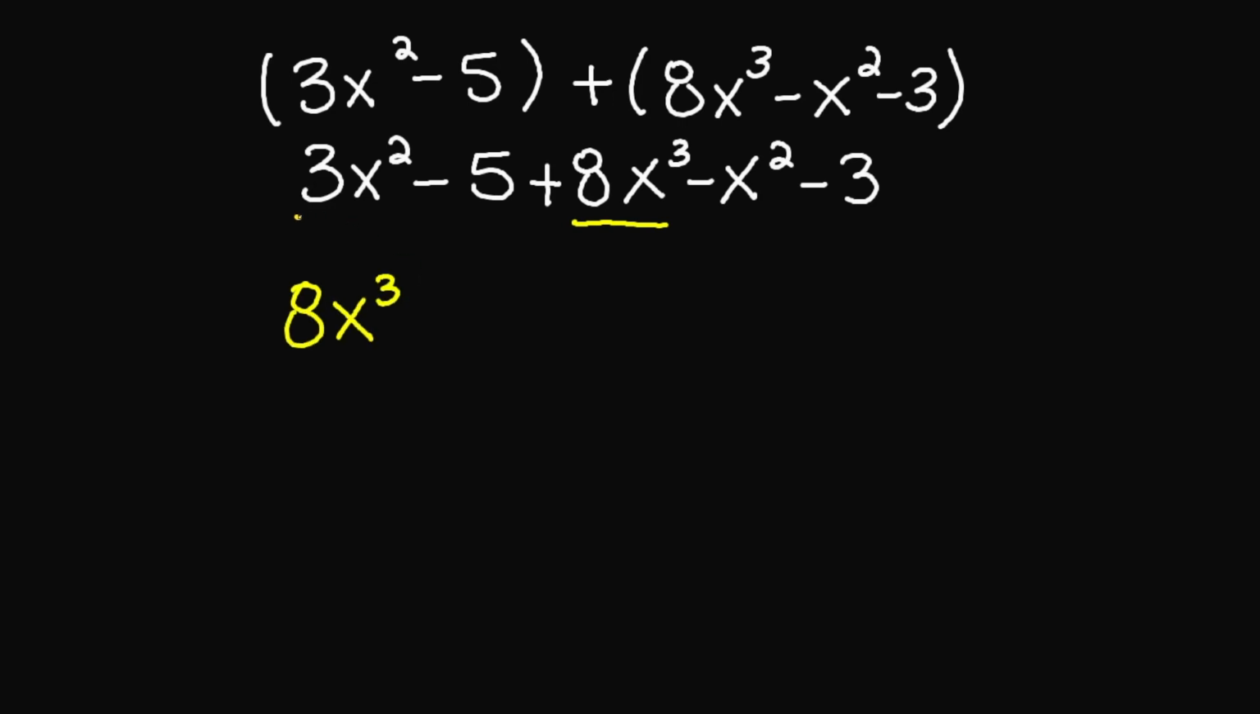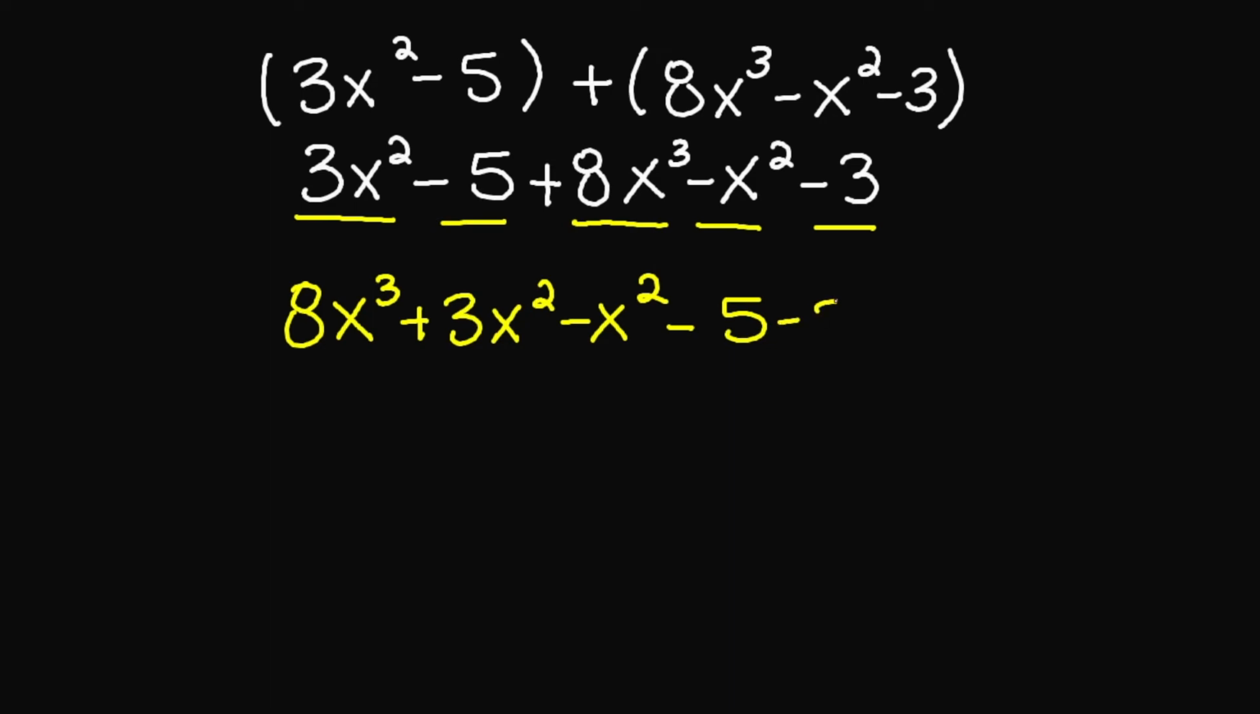Next, we have 3x squared and negative x squared. So I'm going to write plus 3x squared minus x squared. And then we have negative 5 and negative 3. So I'm going to write negative 5 and negative 3 here.